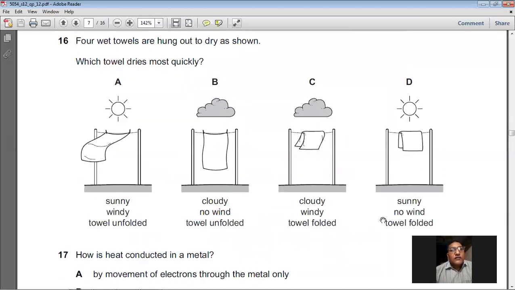Okay, here we go. Four wet towels are hung out to dry as shown. Which towel dries more quickly? So here we have sunny, windy; cloudy, not windy; cloudy, windy; sunny, not windy. The clothes will dry fastest when it is sunny and windy. So A is the choice. It's a common sense question. Which conditions make the rate of evaporation faster? That's choice A, a windy and sunny day.